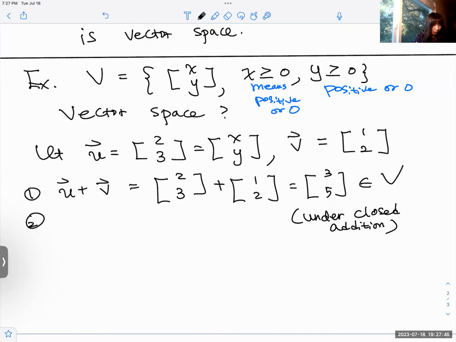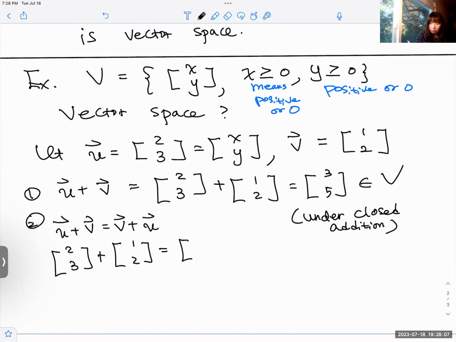Okay, second one, commutative. So u plus v is the same as v plus u. Yes, right? So 2, 3 plus 1, 2 equals what? We have 3, 5, which is the same as 1, 2 plus 2, 3, right?